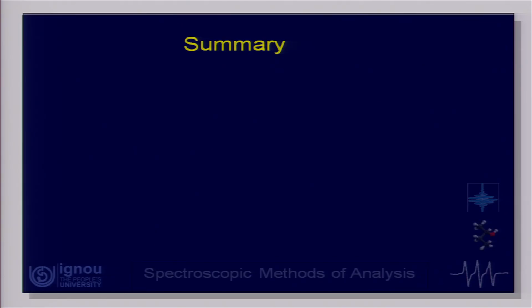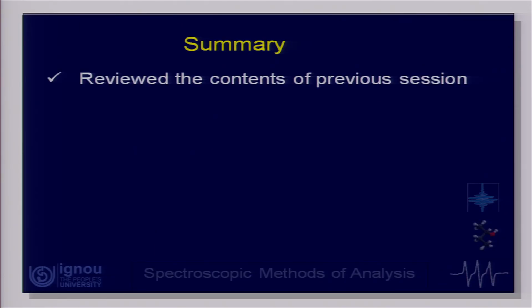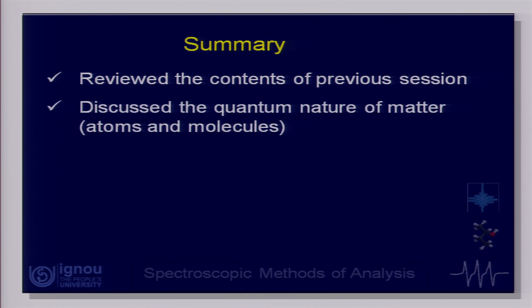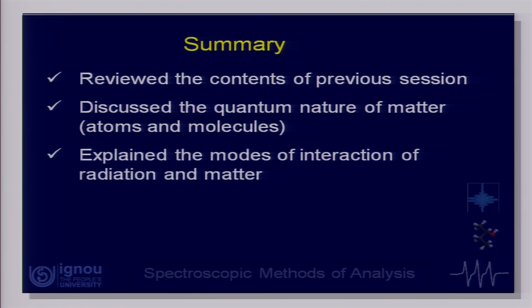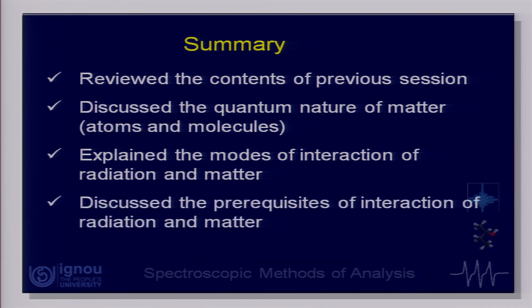Okay. Now, let us sum up what we have done today. We started by reviewing the contents of the previous session. Thereafter, we discussed the quantum mechanical nature of matter, that is atoms and molecules. We realized that in the case of atoms, the electronic energies are quantized, whereas in the case of molecules, the electronic, vibrational and rotational energies are all quantized. Thereafter, we took up different modes of interaction of radiation and matter. We discussed primarily the absorption, emission and scattering of radiation. So, there are three important modes of interaction of radiation and matter. And thereafter, we discussed the prerequisites for the interaction of radiation and matter.